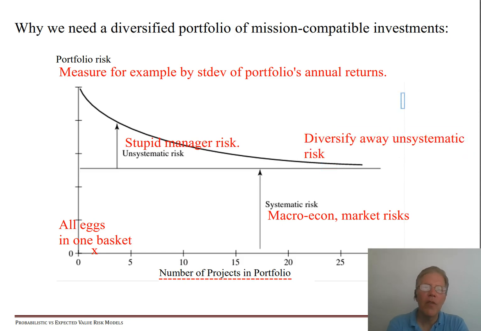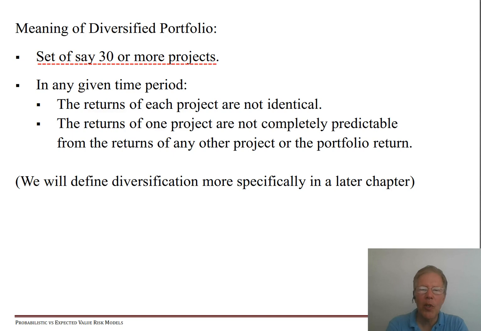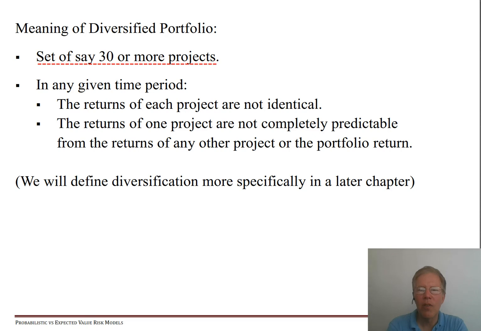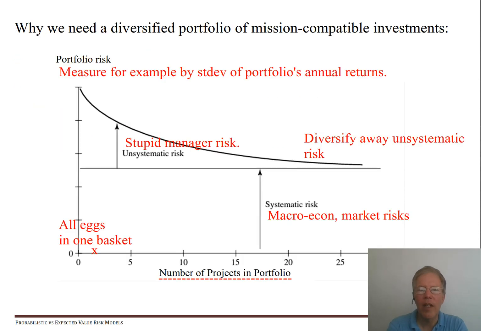So we can diversify away that unsystematic risk. So that's why our opportunity cost investment is going to be a diversified portfolio of projects, known projects with similar market or industry risks. Okay, then we get this beautiful benefit of diversification.